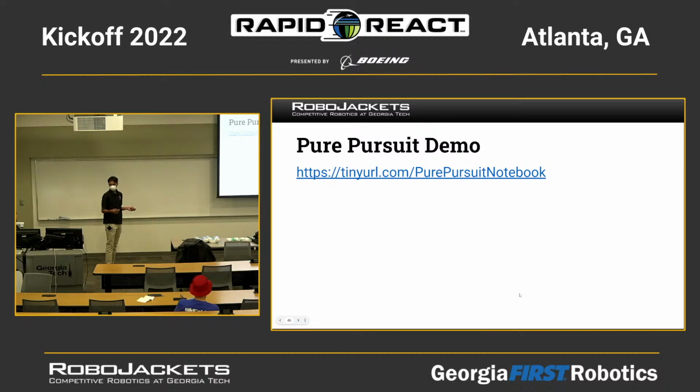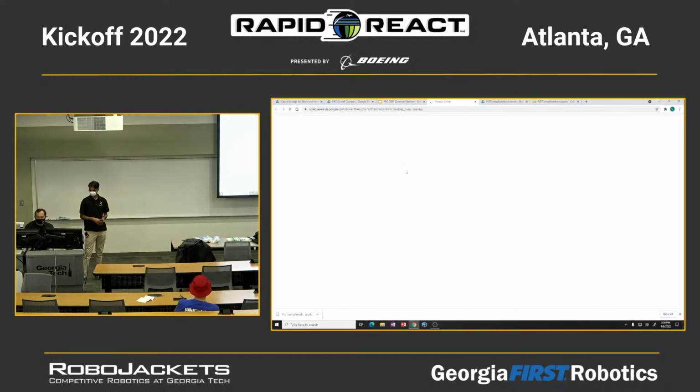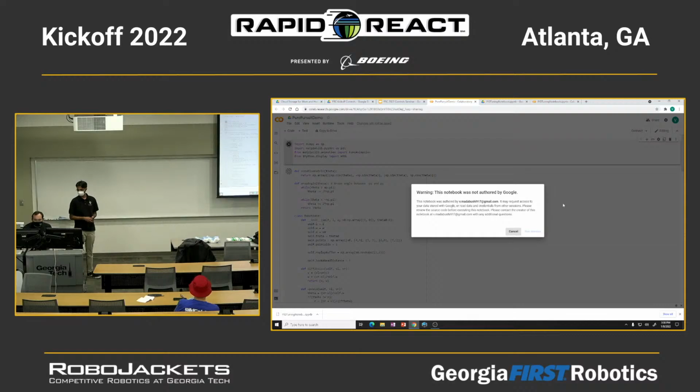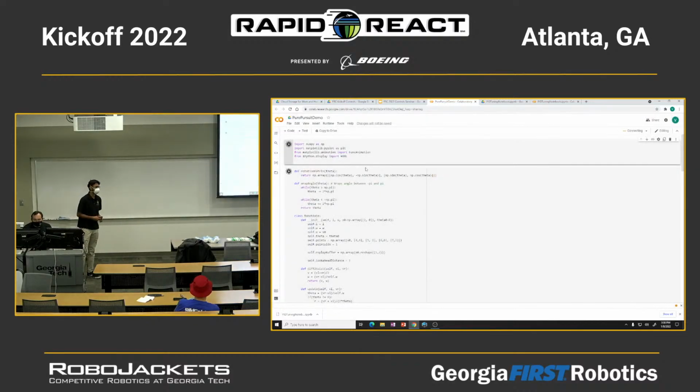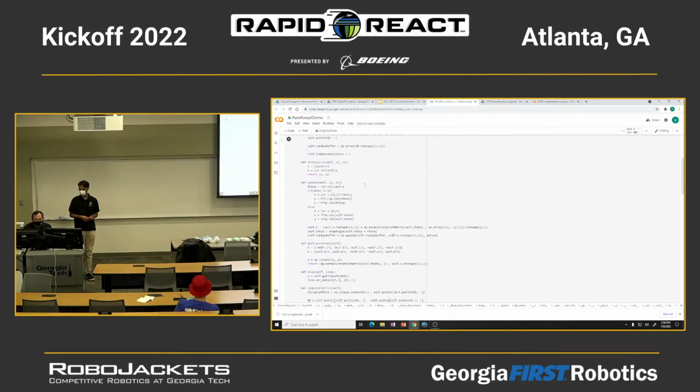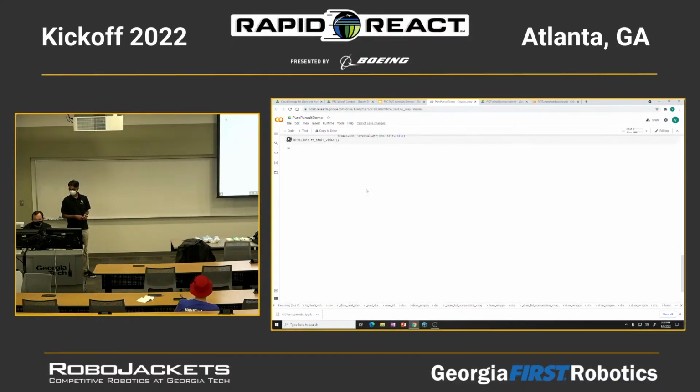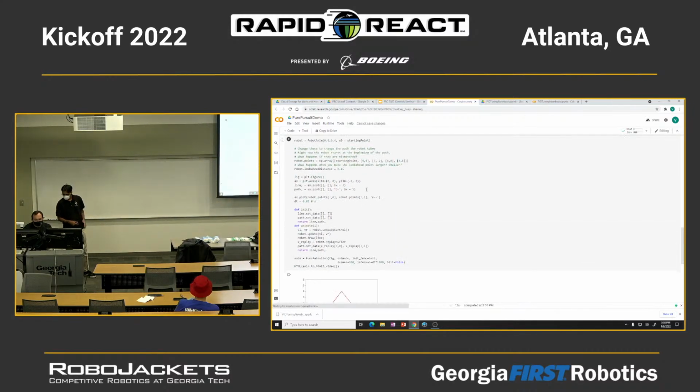And we're going to go into a quick demo just to show off what happens when you change the velocity and the look ahead distance. Unfortunately this notebook isn't as nice as the first one, but it'll generate some nice animations at the bottom. There we go.